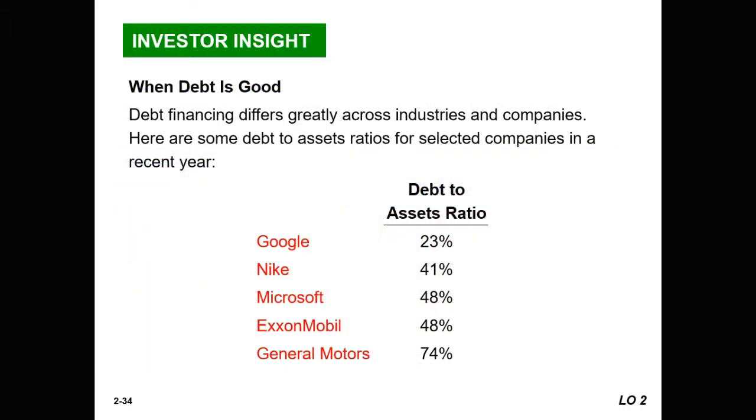So debt is not always bad. Depending upon your industry and the company, there are different levels of debt ratios that are normal. Here we have some debt to asset ratios for some companies for a recent year. Google's only at 23%, Nike's at 41%, but you notice as we continue down, General Motors is at 74%. Now, yes, I'm aware that they had to be bailed out. There's a lot of issues, but for the automotive industry in general, they tend to run a high debt to asset ratio.